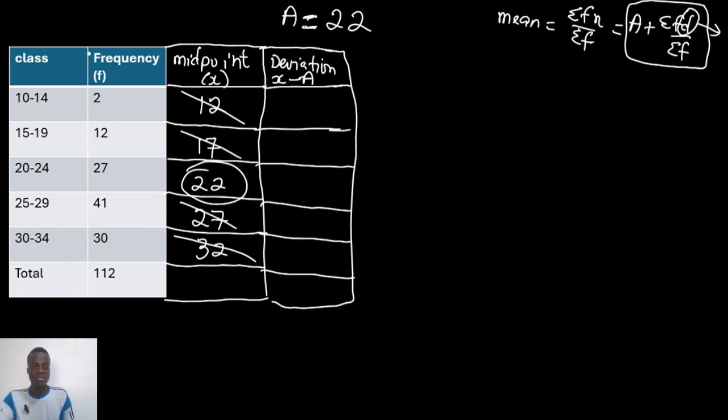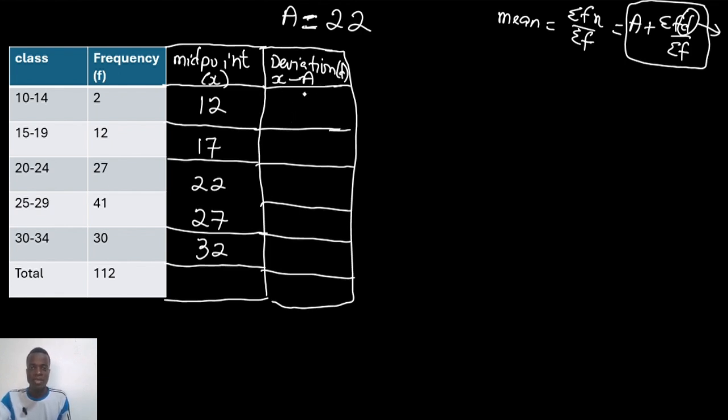So let me cancel. After canceling, that one was just to help us find the assumed mean when it's not given to us. So now let's try to find the deviation. You need to find the deviation, x minus a. So I know our deviation is d, right?